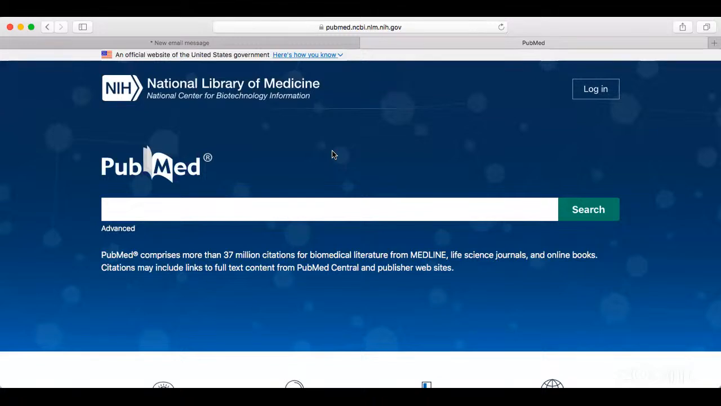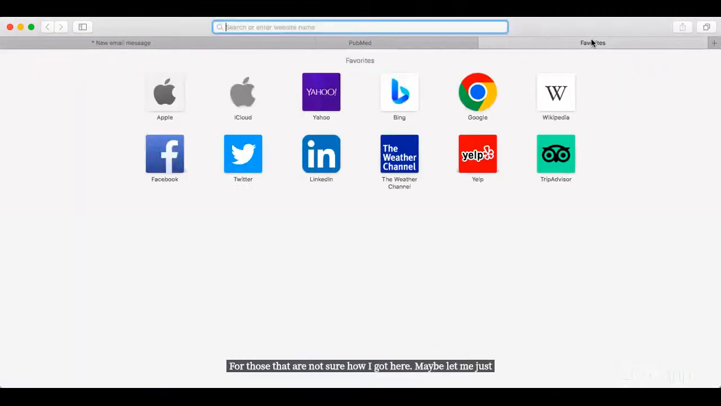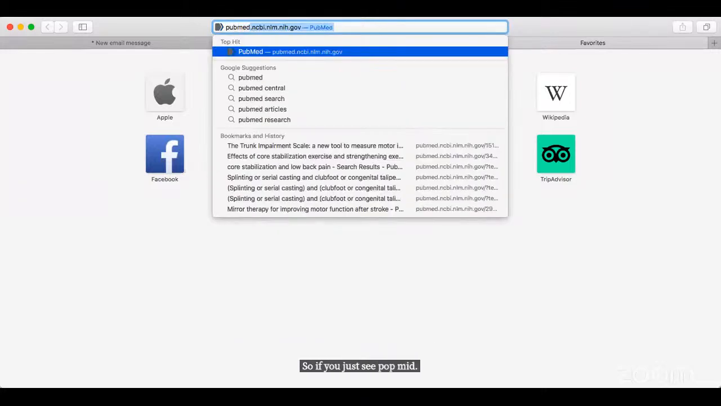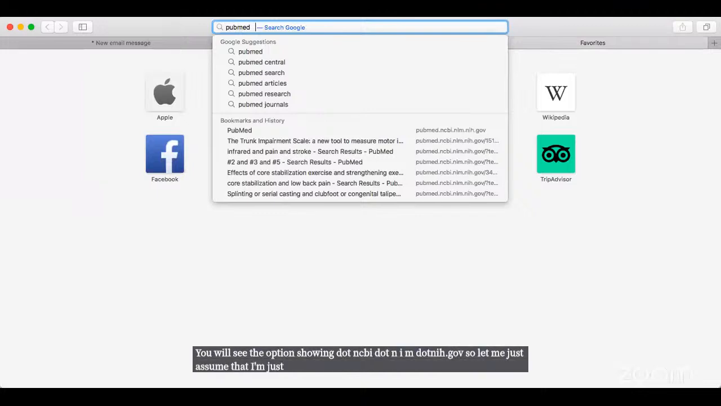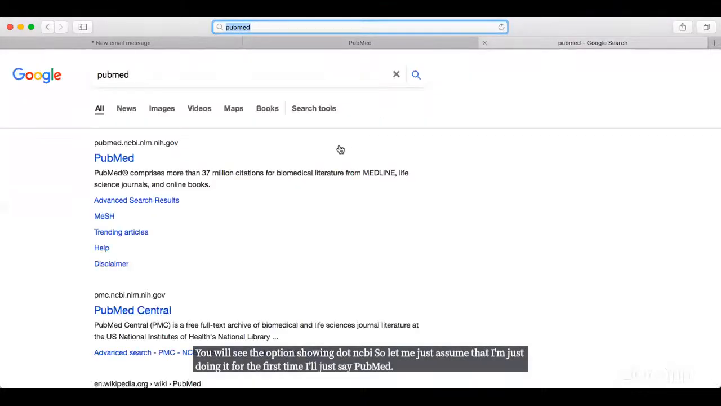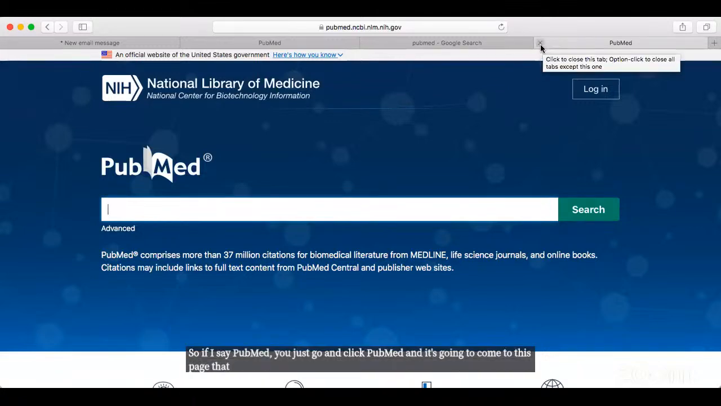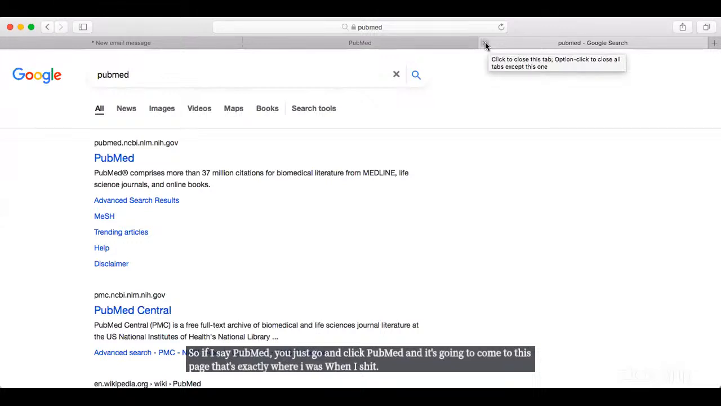Okay, I hope you can see the PubMed page. For those that are not sure how I got here, maybe let me just open another browser and show you. So if you just say PubMed, because I've used PubMed before, you will see the option showing .ncbi.nlm.nih.gov. So let me just assume that I'm doing it for the first time. I'll just say PubMed. So if I say PubMed, you just go and click PubMed, and it's going to come to this page. That's exactly where I was when I shared. So let me just close this.